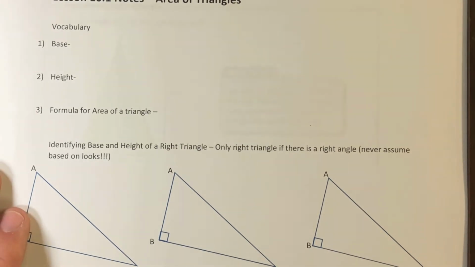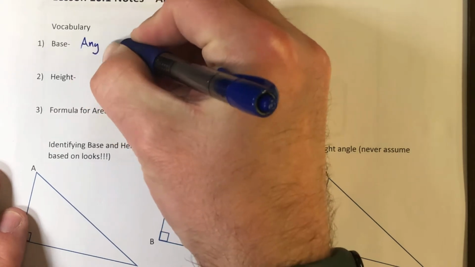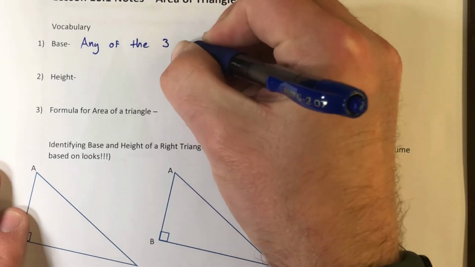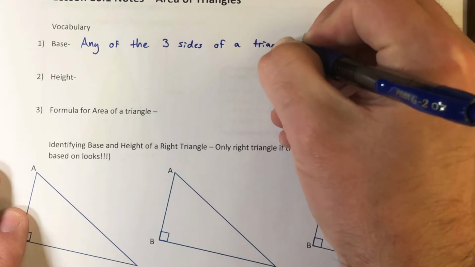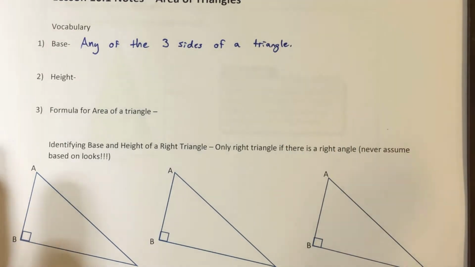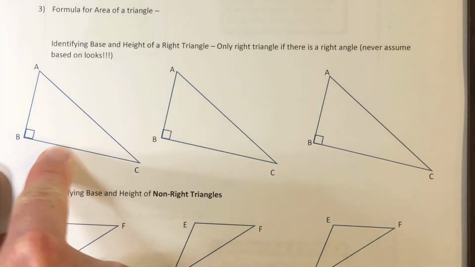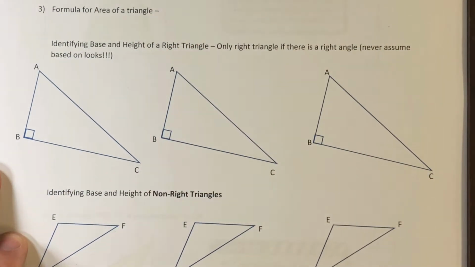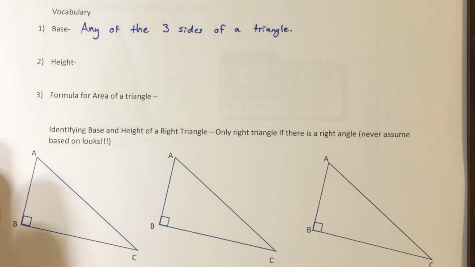So we've got a couple vocab terms to go over. The first one is base. The base of a triangle can be any of the three sides of a triangle. So if I look at these, that could be the base, that side could be the base, or this side could be the base. It has to be tangible, meaning you have to be able to touch it. It cannot be imaginary. So any of the three sides can be a base.